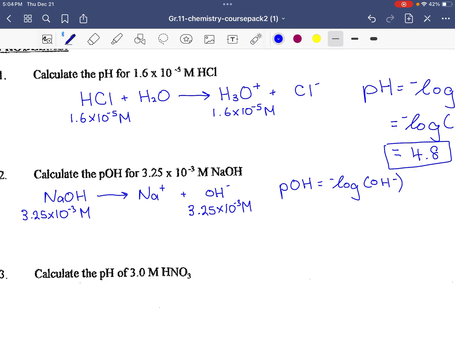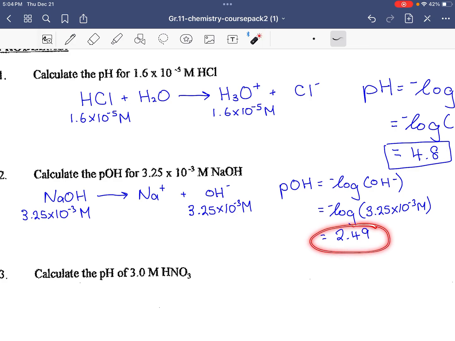So, to find pOH, all you have to do is substitute OH with the number that you just discovered. Nothing much of a discovery here. And your answer should be 2.49. Now you may be thinking, that doesn't look like a base. Well, in fact it does, because I never said that this was a pH.